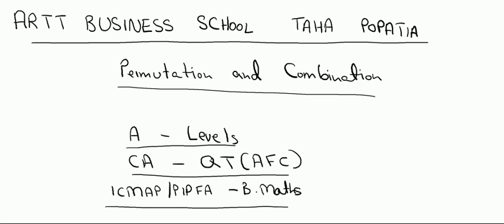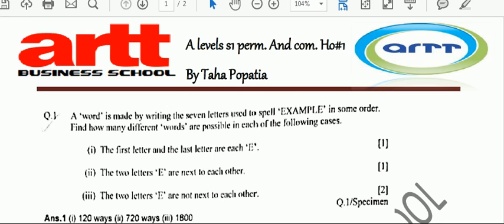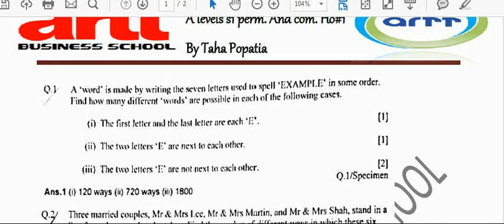Let us move on to the first question and solve the questions. The first question says a word is made by writing the 7 letters used to spell example in some order. Find how many different words are possible in each of the following cases. Now we have a word which is example, and we have to form other 7 letter words. We have to write down the possibilities of how many 7 letter words can we form from the letters of the word example. Number 1.